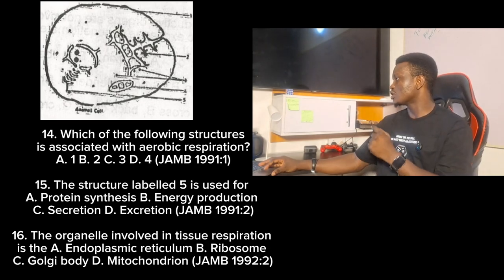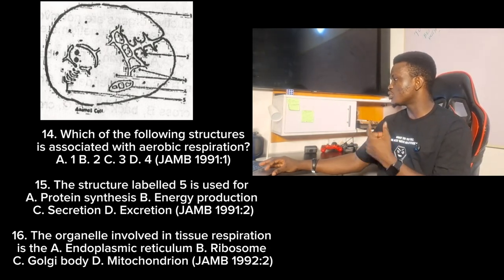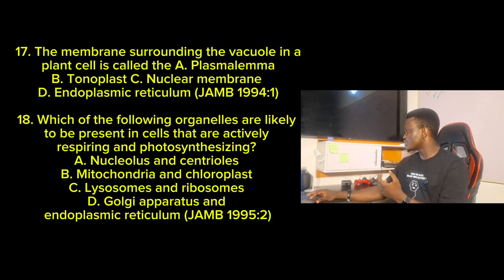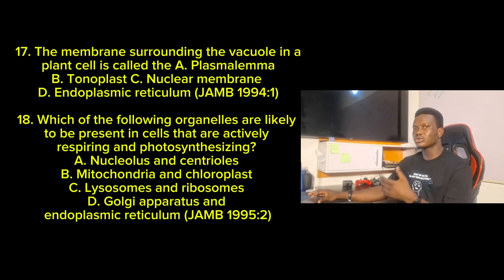Number 16, the organelle involved in tissue respiration, that is still talking about mitochondria. Number 17, the membrane surrounding the vacuole in a plant cell is called what? I already said at the beginning of the class, that is called the tonoplast. Plasmalemma is also known as plasma membrane, so that surrounds the cytoplasm. So we have the nuclear membrane. Nuclear membrane surrounds the nucleus, from the word nuclear membrane.